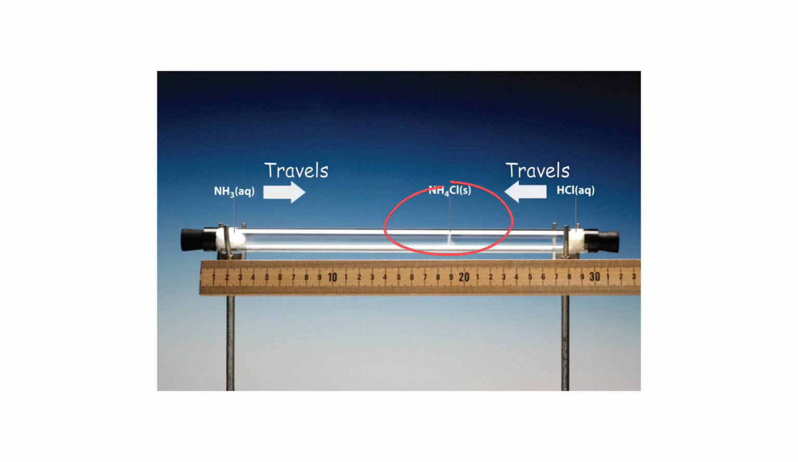So this is how this experiment looks when performed in the lab. Can you see how ammonia and hydrogen chloride gases travel along the glass tube and react to give a white solid, ammonium chloride?